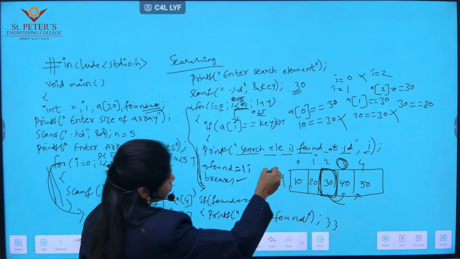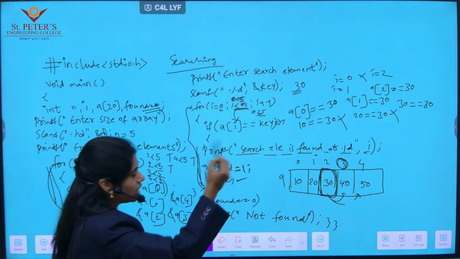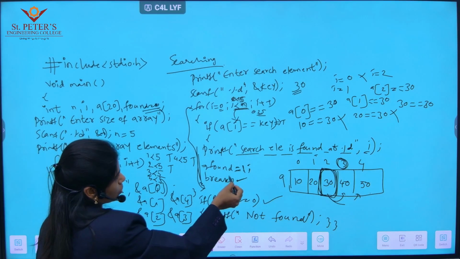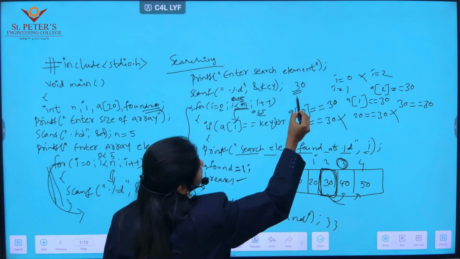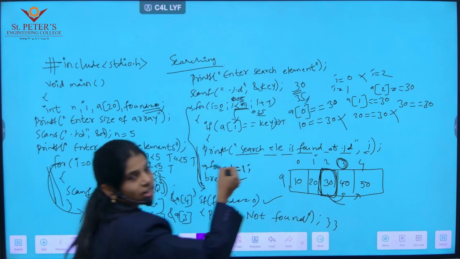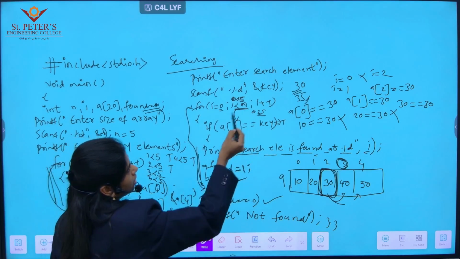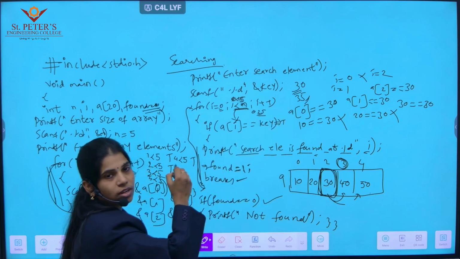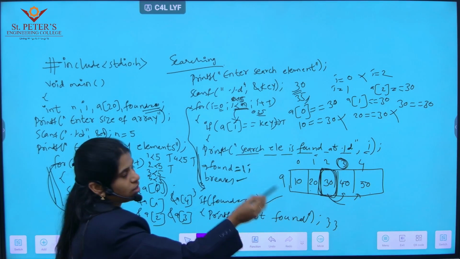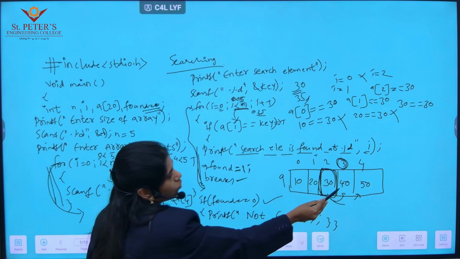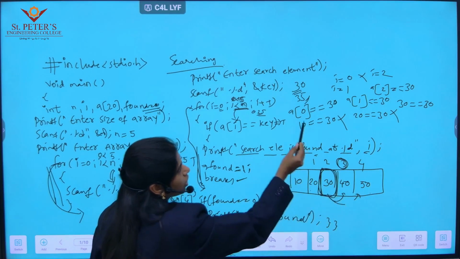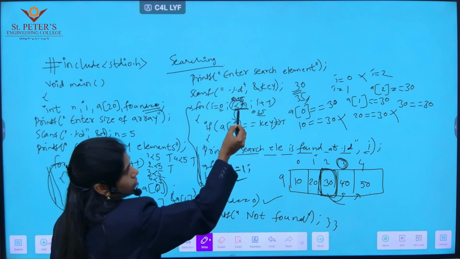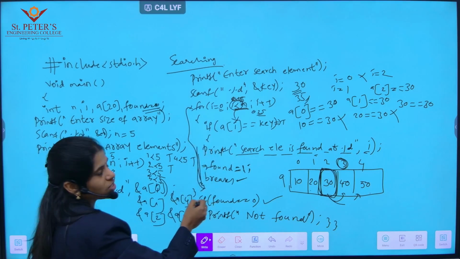Suppose assume your search element is not found. Suppose your key element is 35. Here you have given key element is 35. From 0 to 5, a of 0, that is 10, not equal to 35. Next 20 not equal to 35. 30 not equal to 35. 40 not equal to 35. 50 not equal to 35.